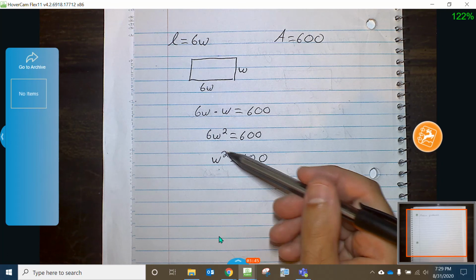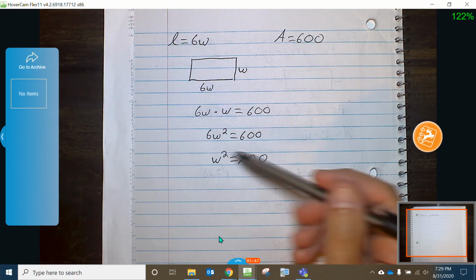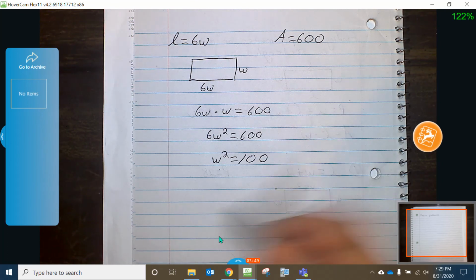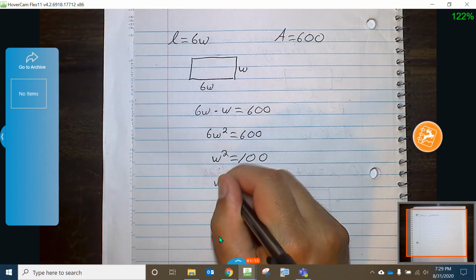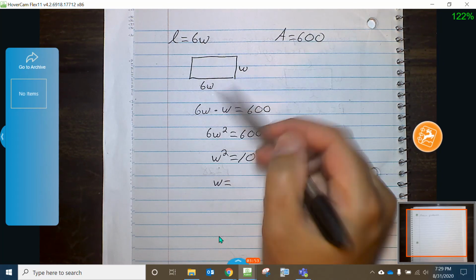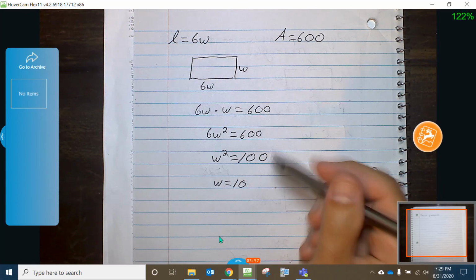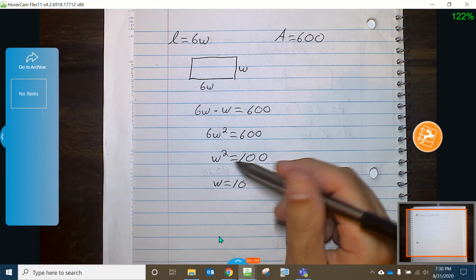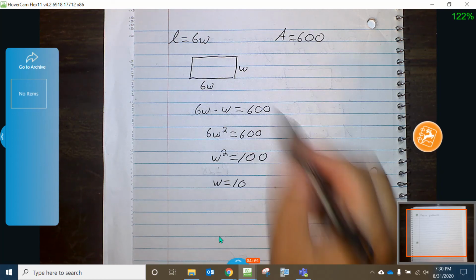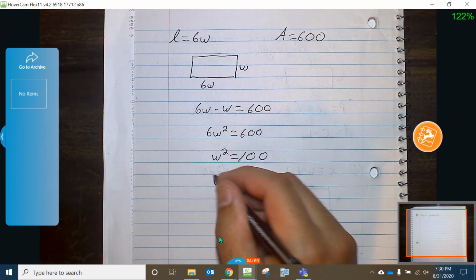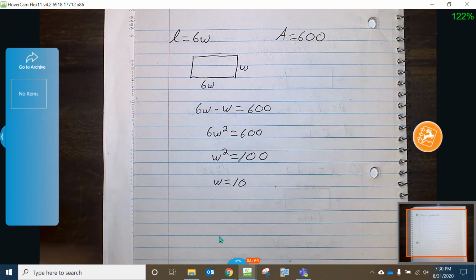How do you get rid of the squared? Hopefully you say take the square root. We don't have to worry about positive or negative because rectangles don't have a negative side, so W equals 10. Later on in this course, we'll be dealing with a lot of squares, and then we'll have to do plus or minus, but a rectangle can't have a negative side. So our W equals 10.